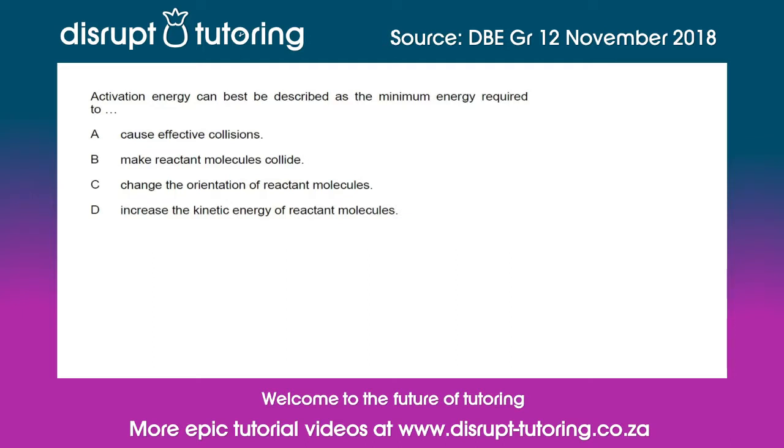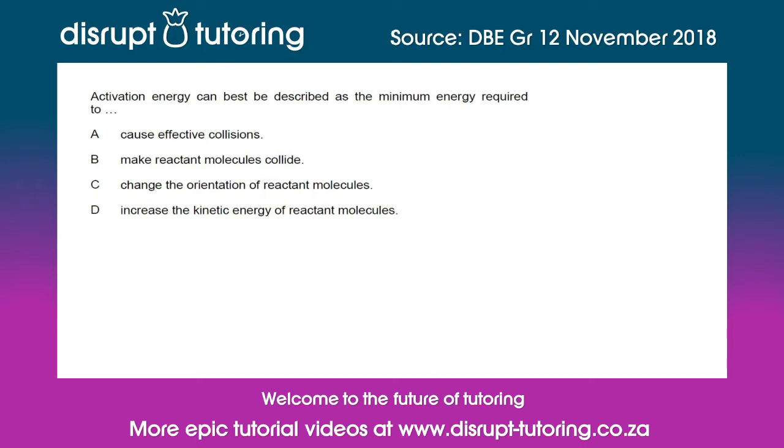In this video, we're going to do a question from the November 2018 Grade 12 Physical Sciences Paper 2. This question deals with the activation energy of reactions. The question states, activation energy can best be described as the minimum energy required to, and then asks us to fill in the blank.